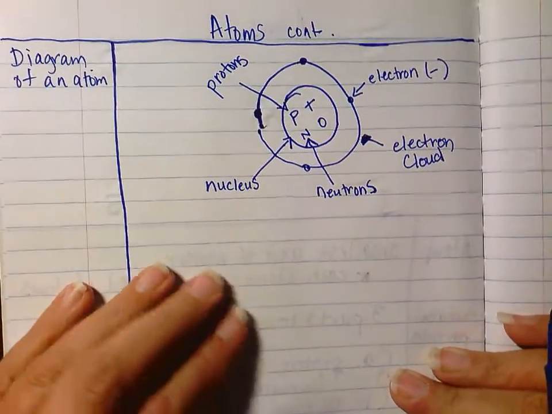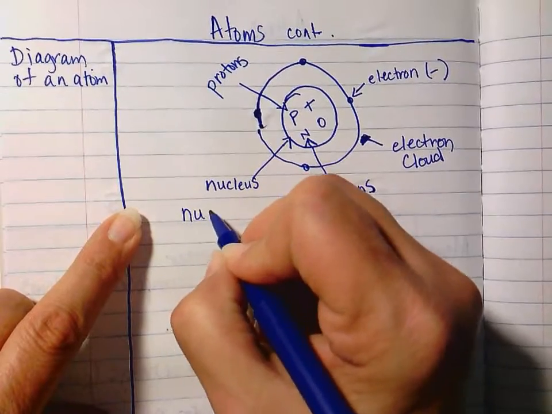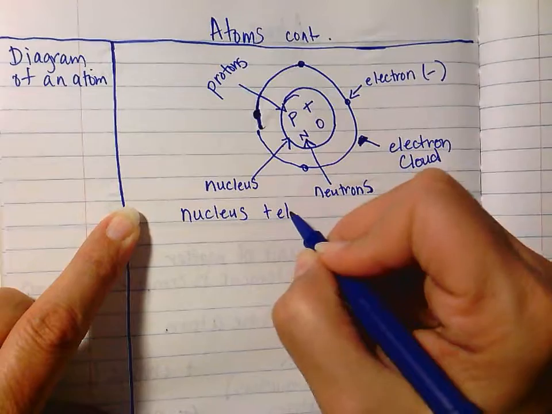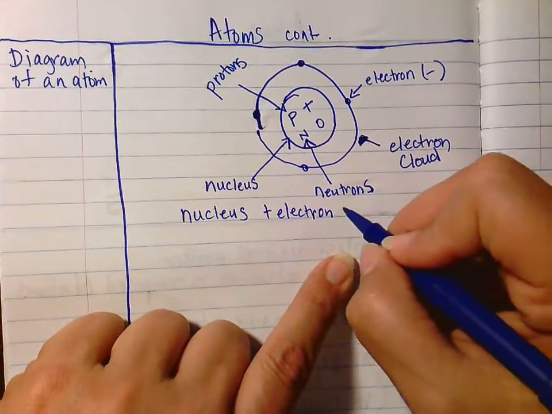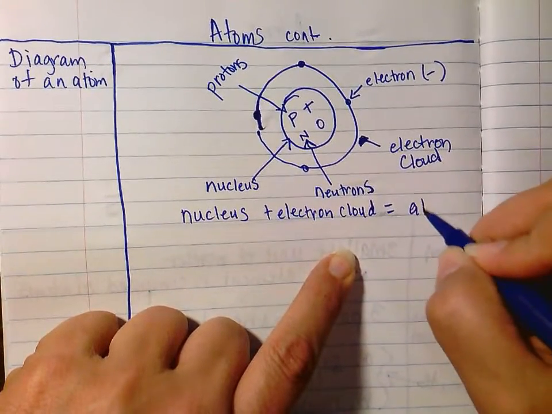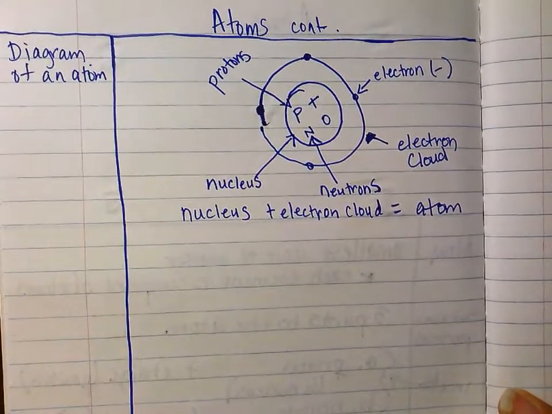All right? Now, we're going to write one more little short thing right here. The nucleus plus the electron cloud make up the entire atom. You have to have both parts to make up the entire atom.